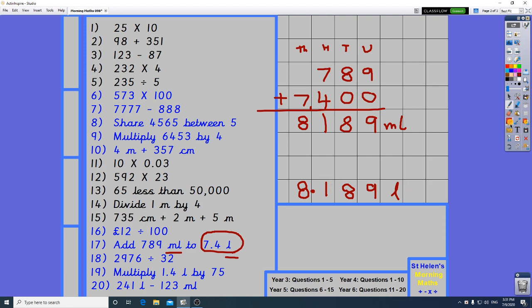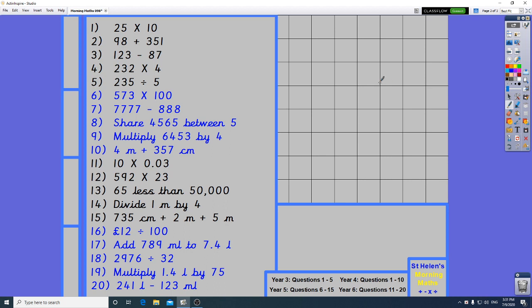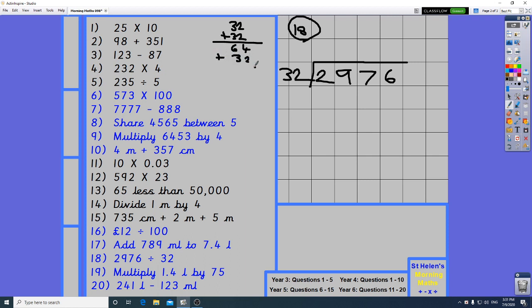Question 18. A long division, which is 2,976 divided by 32. Let's get going with my 32 times table. You saw this one yesterday. We did 32 yesterday, didn't we? You can get very fast at these, but be careful. Make sure you're getting them right.